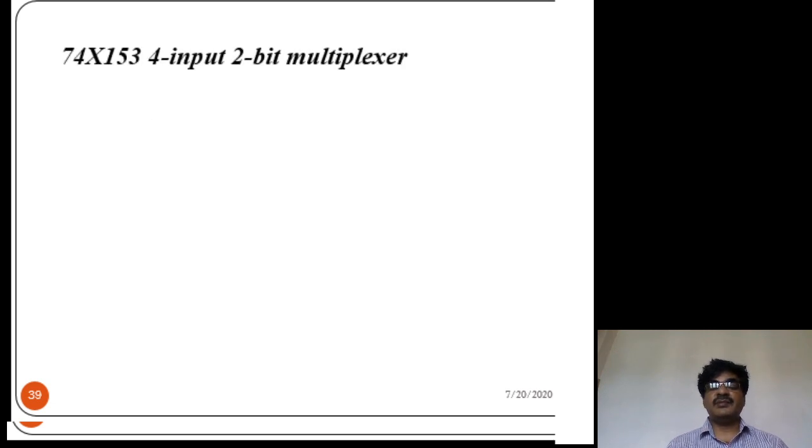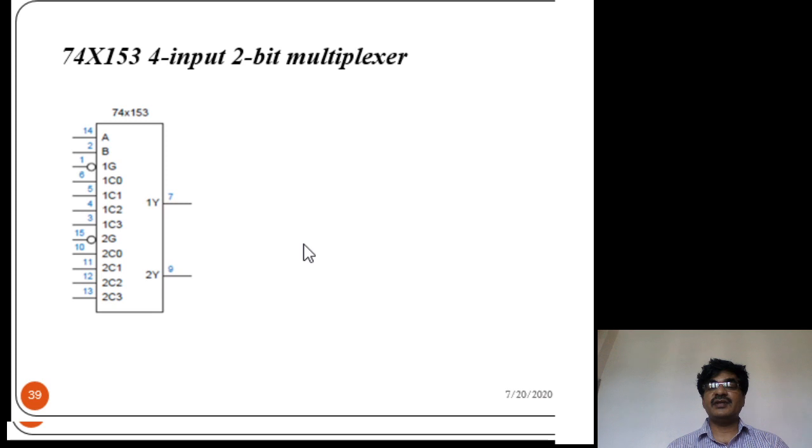So one more multiplexer is there with the IC number 74153. It is a 4 input 2 bit multiplexer. The mux has 4 inputs. Each input has 2 bits. 4 inputs means how many select lines? 2 select lines, but only one output. Let us see the pin diagram of this one, 74153.